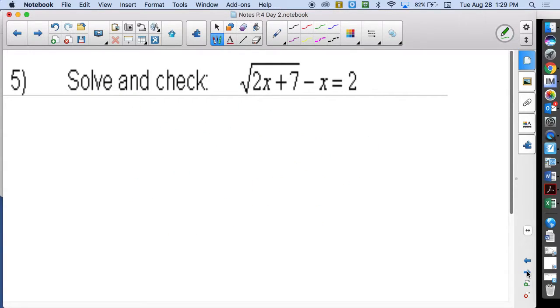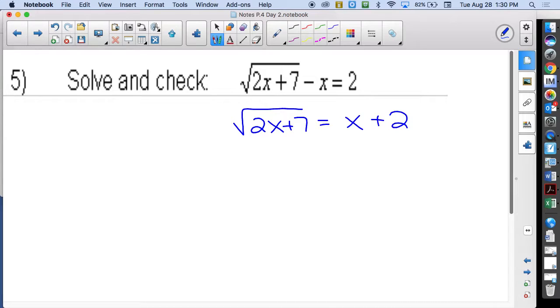Alright, problem number 3 for the day, even though it says number 5. This one has radicals in it. So the square root of 2x plus 7 minus x equals 2. Libby, what do you think? So first you would get the x over to the other side. So isolate the radical. If it were absolute value, we would isolate the absolute value. So whatever the symbol is, we're going to try and isolate it.